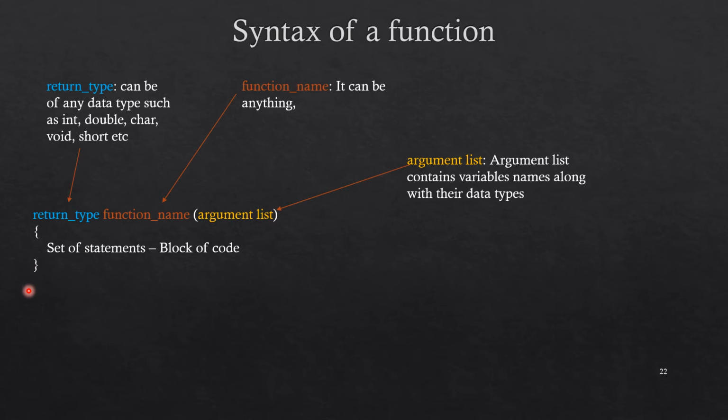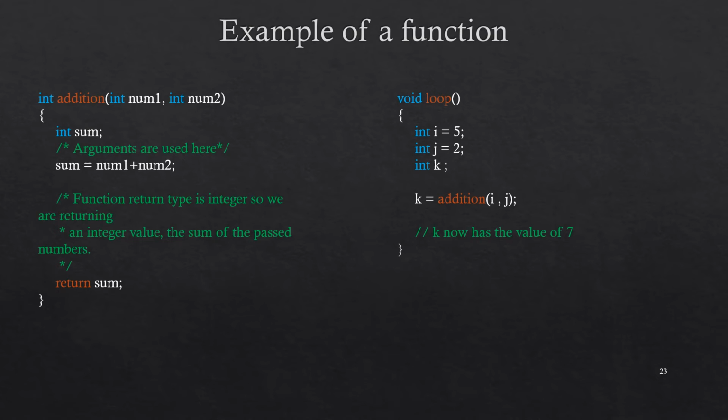The body of that function is defined by using the open and the close braces. Inside those you would have the set of statements that would be executed every time you call the name of that function. Now, an example of a function, this is a very basic function. This one will add two numbers and it will return to you the result.